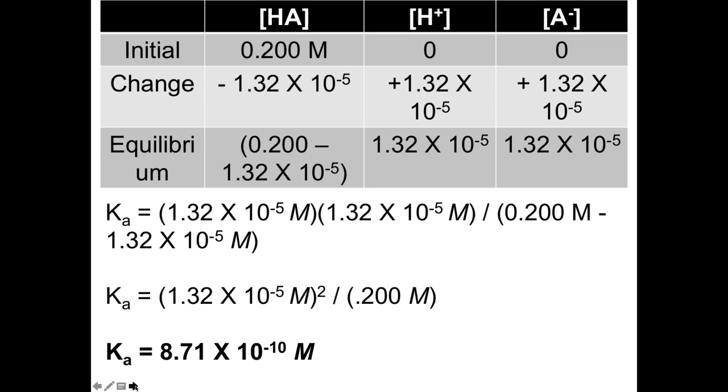So when we plug this in and do all the mathematics, we're going to get 1.32 times 10 to the negative fifth molarity squared divided by 0.200 molarity. Then that'll give us a Ka value of 8.71 times 10 to the negative 10th molarity.